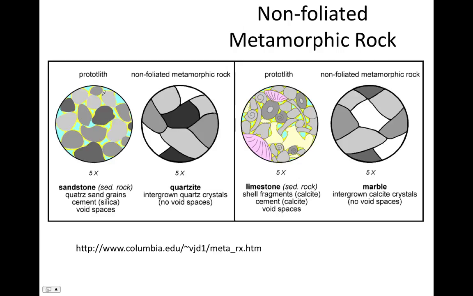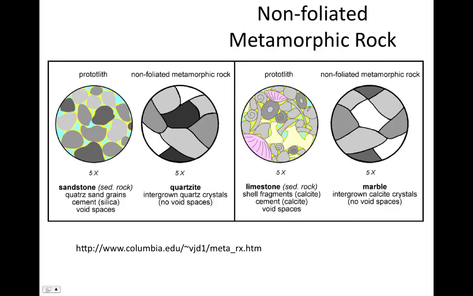Here, for example, the original rock, the parent rock, also known as a protolith, is sandstone. So you have grains of sand here, and the yellow is the cement. And it's exposed to heat, and the grains of sand fuse with one another and recrystallize into large interlocking mineral crystals, forming a metamorphic rock, a non-foliated metamorphic rock, quartzite.